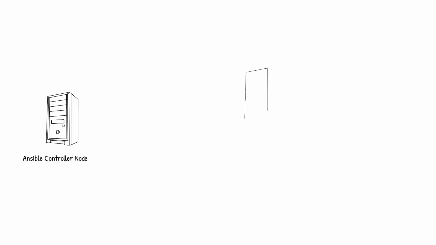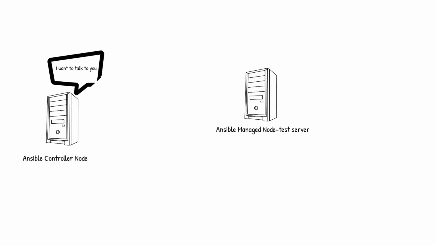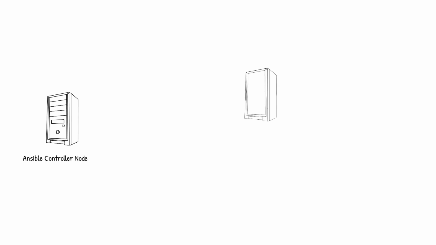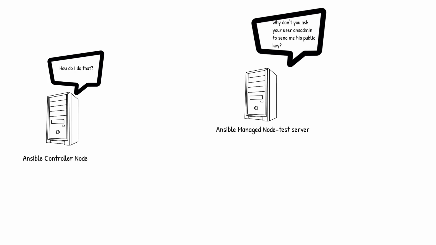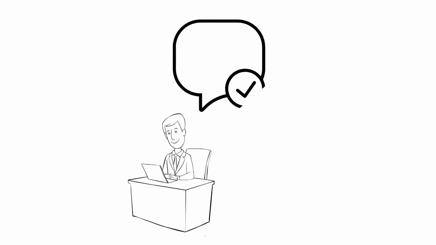So far, we have the Ansible controller node and the Ansible host machine. Let's see what's going on between them. I want to talk to you. I don't know you, you need to authenticate yourself first. How do I do that? You can send me the public key of the user you want to authenticate as. Why don't you ask your user ansadmin to send me his public key? I am ansadmin. I am going to log onto the controller machine and create my key pair. After that I will log onto the host machine and send my public key.